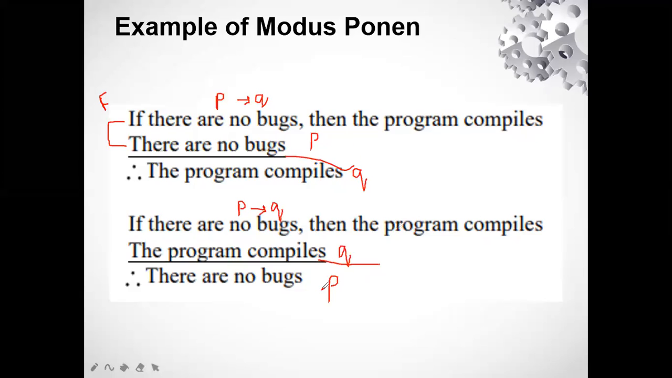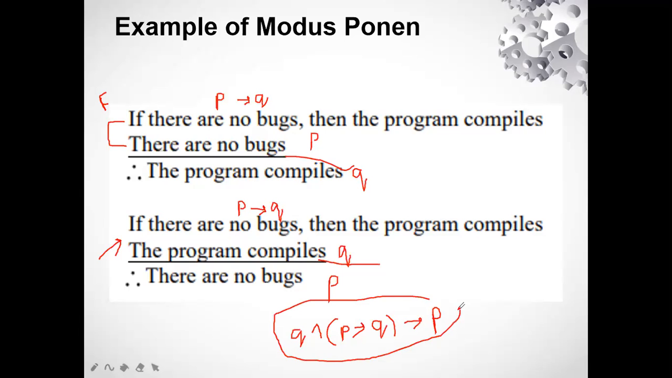And how do we derive this? Let's say I'm working with the second form. For this particular equation, this is how I express the modus ponens: Q AND (P implies Q) implies P. This is the modus ponens expression for the second one. For the first one, it will be P AND (P implies Q) gives Q. So this is what the modus ponens example defines.